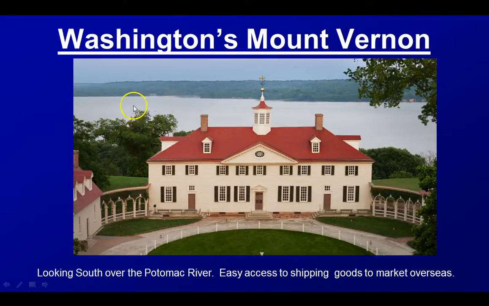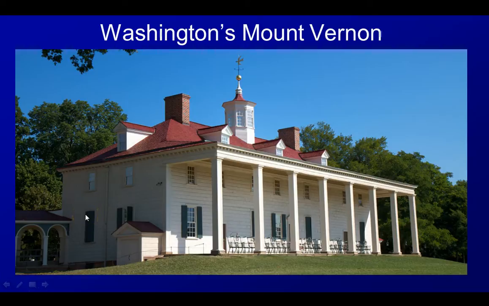There it is, the Potomac River. You can see a very large land holding here. If you ever get the chance to go there, you can see that this particular plantation is a factory in itself. It produces everything it needs. It's self-sustaining for the most part.